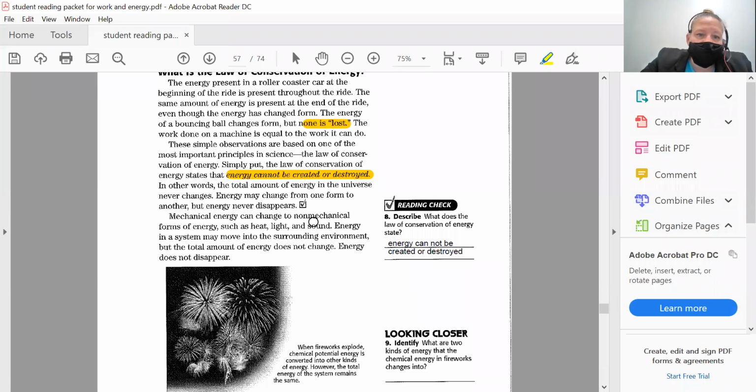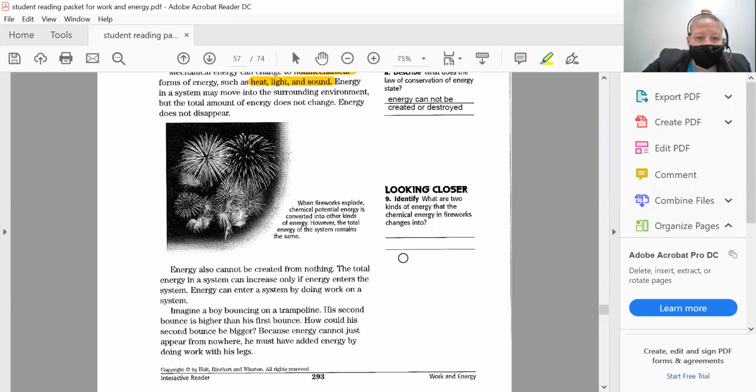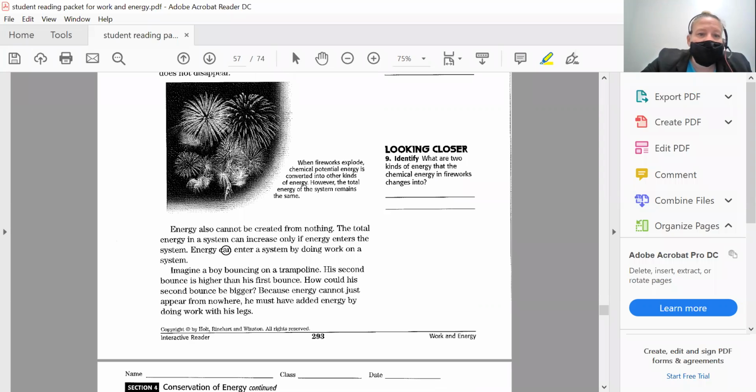Mechanical energy can change to non-mechanical forms of energy such as heat, light, and sound. So heat, light, and sound are all non-mechanical energies, but that also is energy. Energy in a system may move to the surrounding environment, but the total amount of energy does not change. Energy does not disappear. Energy also cannot be created from nothing. The total energy in the system can increase only if energy enters the system. Energy can enter a system by doing work on the system. Imagine a boy bouncing on a trampoline. His second bounce is higher than his first bounce.